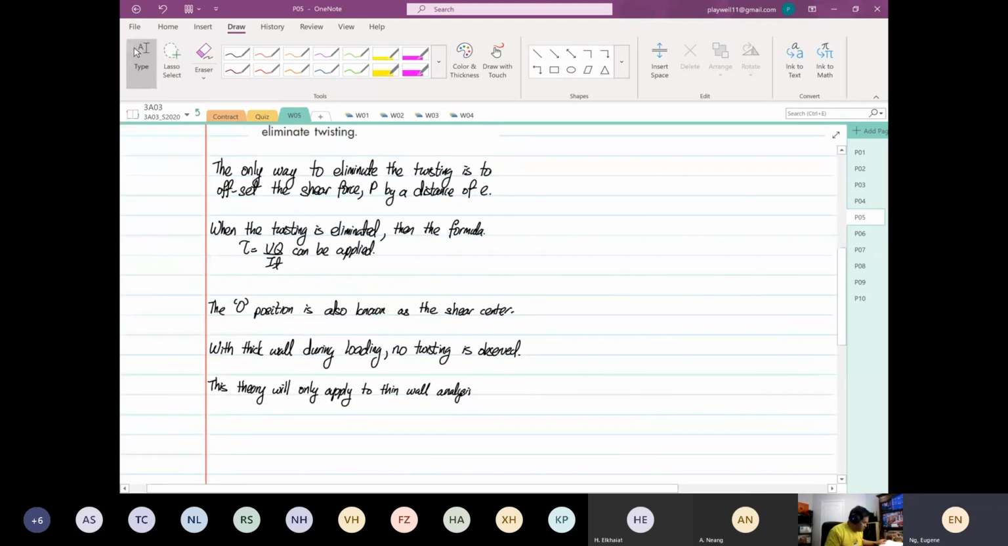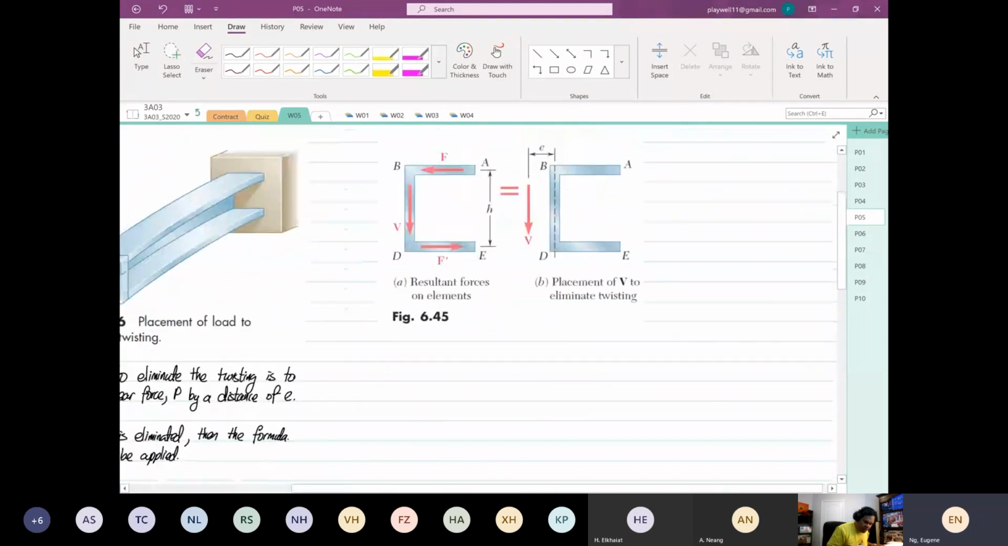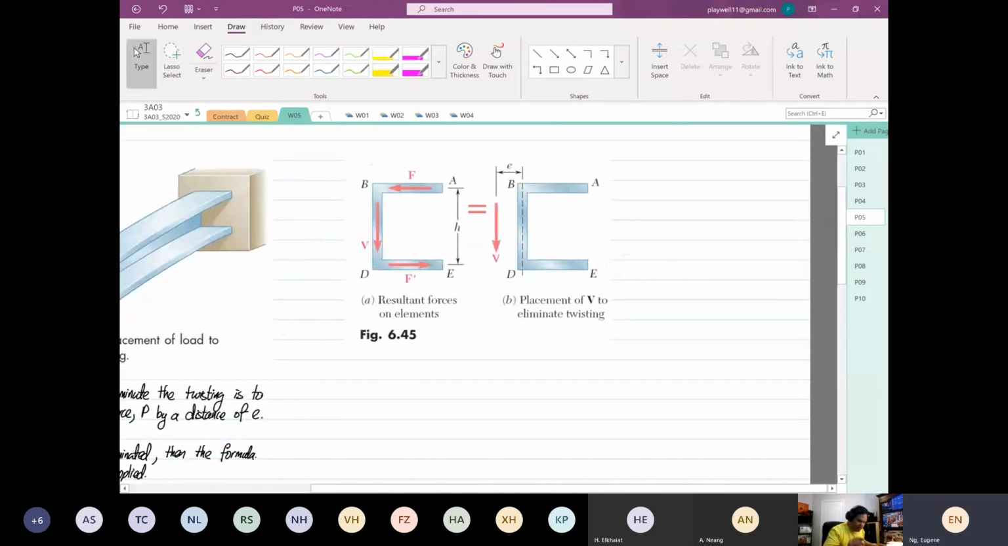Now let's look at the formula, right? Let's look at the cross section. So now this is the cross section. Okay. So on the left hand side, there is no offset E. Okay, there's no offset E. Whereas on the right hand side, we have that offset that is equal to what?